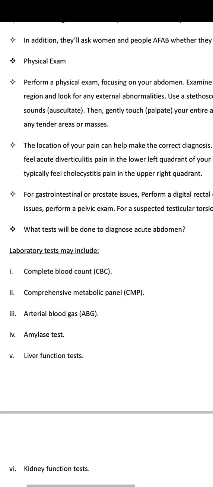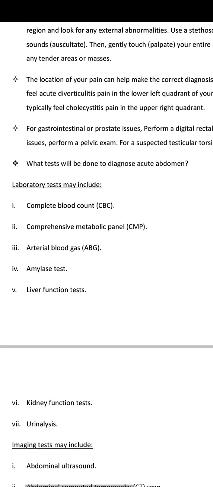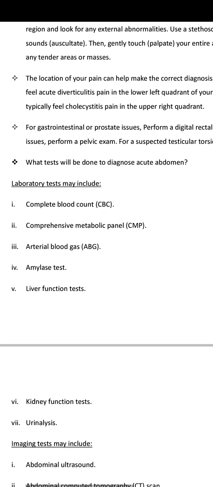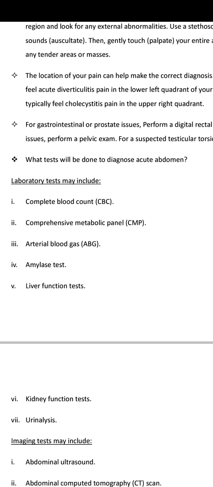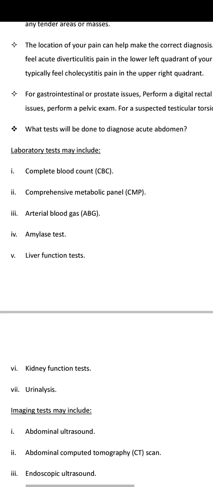So what are some of the lab tests which you can order in acute abdomen? Investigations are divided into two: the laboratory investigations and the imaging investigations. The laboratory investigations include the complete blood count, the comprehensive metabolic panel, the arterial blood gases, amylase tests, liver function tests, kidney function tests, and the urinalysis.